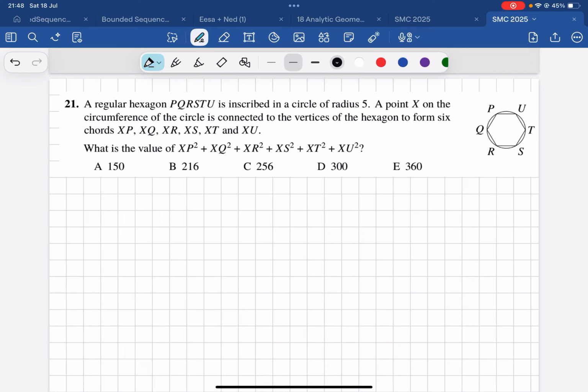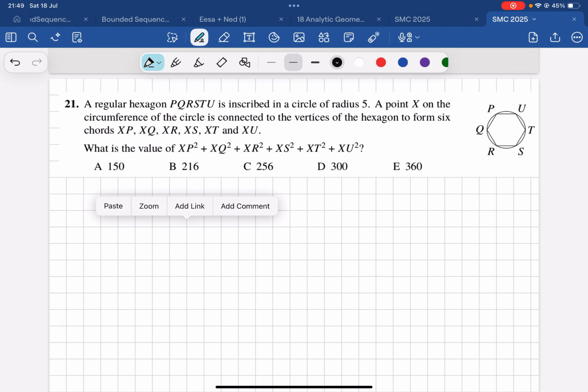Yes, guys, today we've got question 21 from the most recent SMC paper. We've got a hexagon inscribed within a circle which has radius 5. Point X on the circumference of the circle is connected to the vertices of the hexagon to form 6 chords: XP, XQ, XR, XS, XT, XU. What's the value of all these squared and summed?